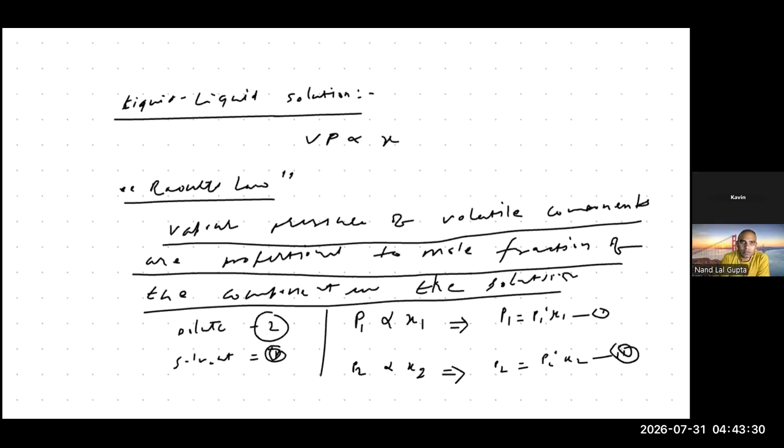So for the total pressure, P total is going to be P1 plus P2, right? P1 is the vapor pressure of the solvent and P2 is the vapor pressure of the solute. So P total is equal to P1 not X1 plus P2 not X2. You need to calculate the mole fraction of the solute.